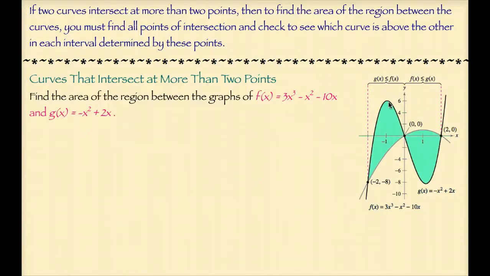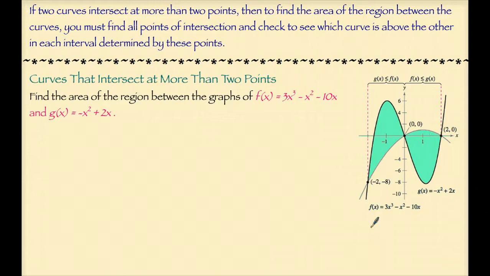Here we have our cubic function f of x and our quadratic function g of x. Notice in the interval from -2 to 0, f of x is above g of x, but in the interval from 0 to 2, g of x is above f of x. Thus, we'll calculate this area using two integrals. In the first one, we'll list f of x first, and the second one will list g of x first.